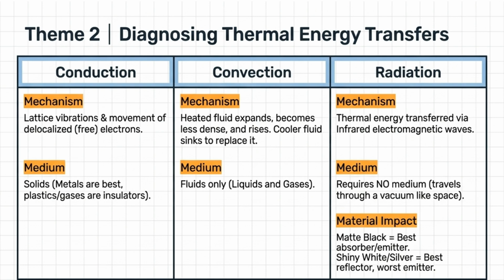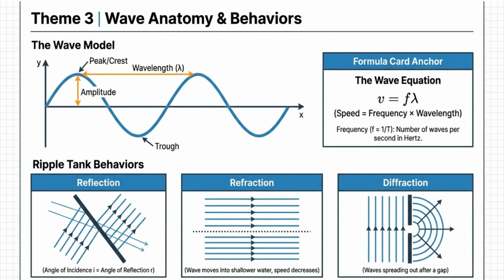Conduction occurs through lattice vibrations and the movement of free electrons, making metals the best conductors. Convection happens only in fluids, liquids, and gases, as heated fluid expands, becomes less dense, and rises. Radiation requires no medium at all, traveling via infrared electromagnetic waves. Note the material impact. Matte black surfaces are the best absorbers and emitters of radiation, while shiny silver surfaces are the best reflectors. Theme 3 introduces the wave model.